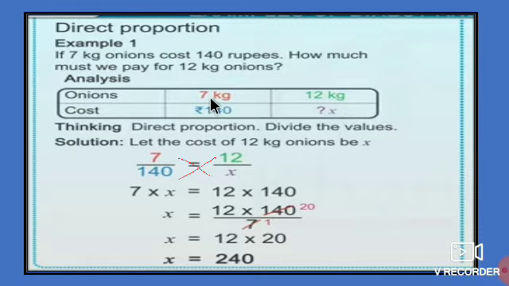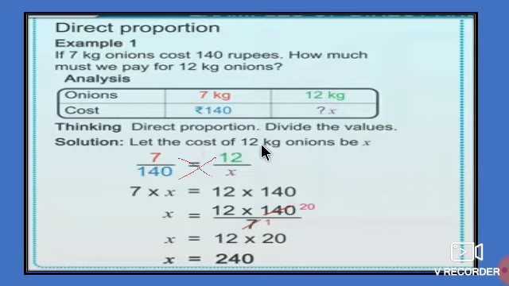So from 7 kilograms to 12 kilograms, the quantity of onions increases or decreases? The quantity of onions increases. Relatively, will the cost increase or decrease? If the kilograms of onions increase, we have to pay more money for it. It means the cost of the onions also will increase. Therefore, there is a direct proportion between the quantity of onions and its cost. So we have to divide the values.